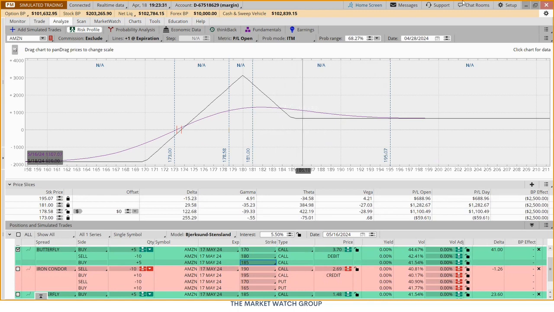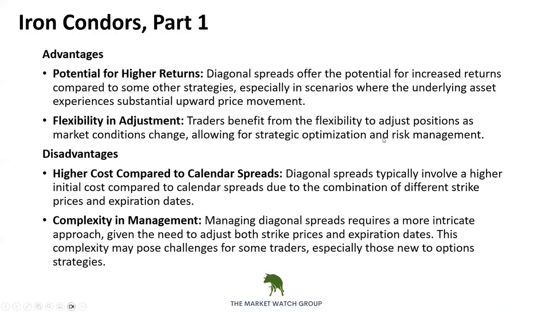So butterfly versus iron condor, these are advanced combinations.